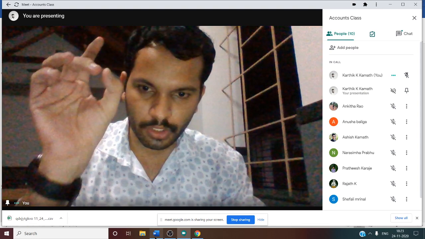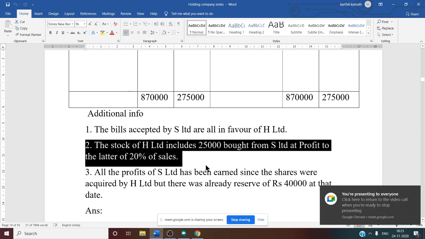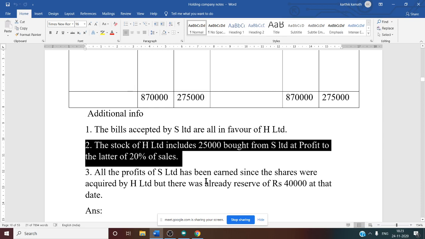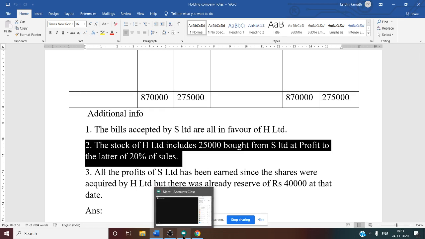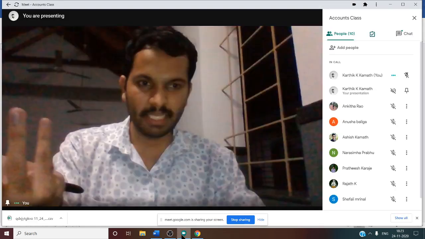After this, the second one: the stock of H Limited includes 25,000 bought from S Limited at a profit to the latter of 20% on sale. Basically, they are saying the stock of H Limited means there is some unsold stock, which the holding company bought from the subsidiary company. Whenever there is unsold stock, there is an unrealized profit. Very, very clear.